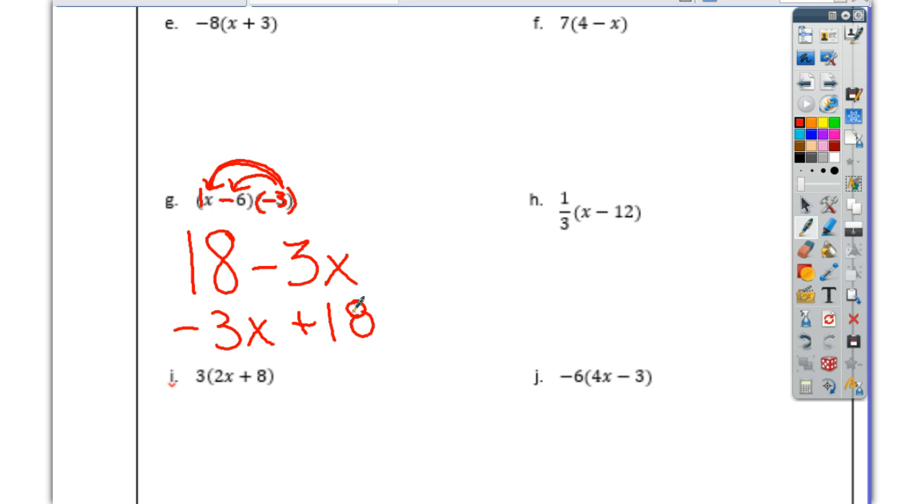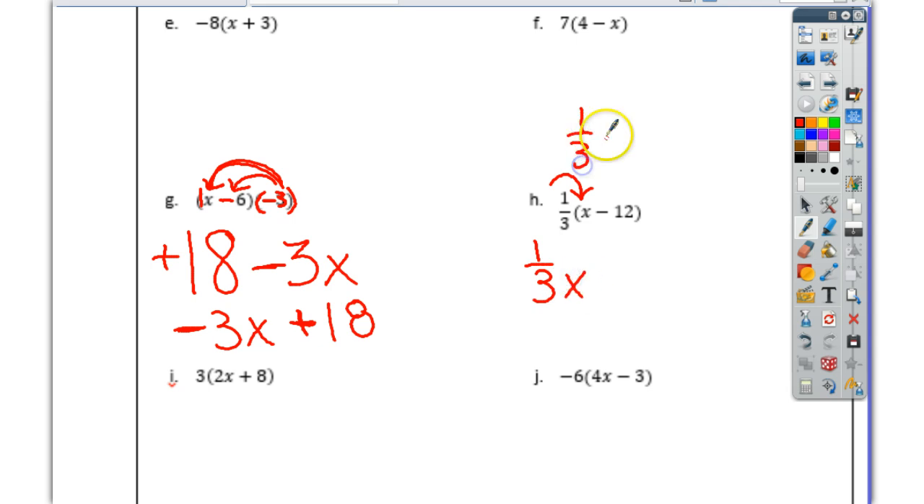H. So is right? Or was I wrong? Either one of these was correct, as long as the 18 was positive on both of them, and the 3x had the negative sign in front of it. All right, H. Remember what I'm wearing today? All right, 1/3 times x. Everybody pretty much got that right. What's 1/3 times x? Yep, 1/3 x.